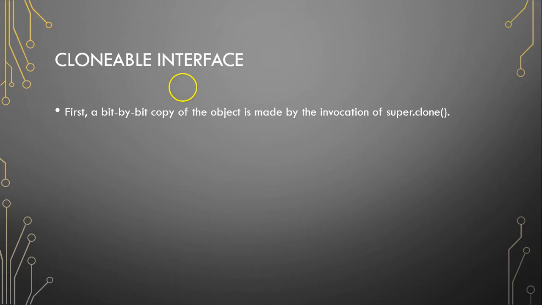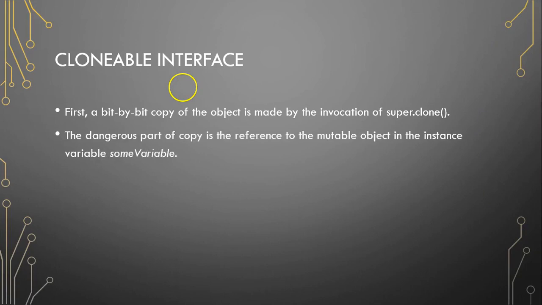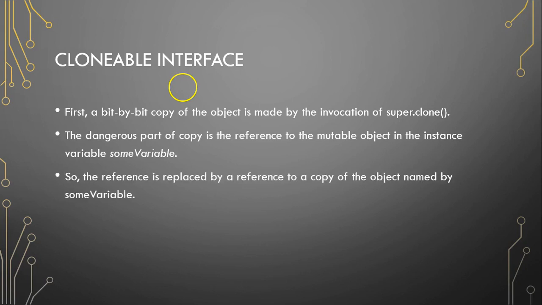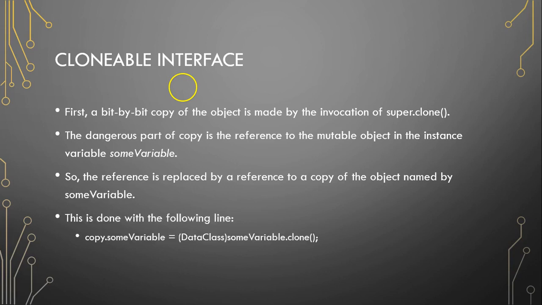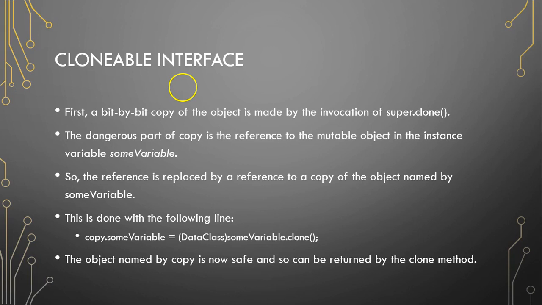So first, a bit-by-bit copy of the object is made by the invocation of super.clone. The dangerous part of copy is the reference to the mutable object in the instance variable, someVariable. So the reference is replaced by a reference to a copy of the object named someVariable. This is done with the line copy.someVariable equals DataClass someVariable.clone. The object named by copy is now safe and can be returned by the clone method.